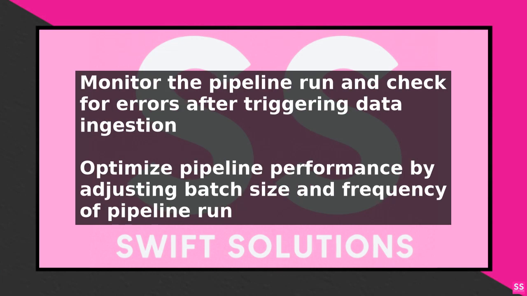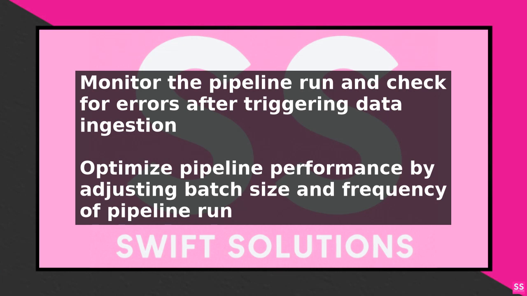Best practices for ingesting data from Event Hub into Azure Synapse include setting up the right authentication and authorization, handling errors and exceptions, and monitoring the pipeline run. It is also important to optimize the performance of the pipeline by adjusting the batch size and the frequency of the pipeline run.